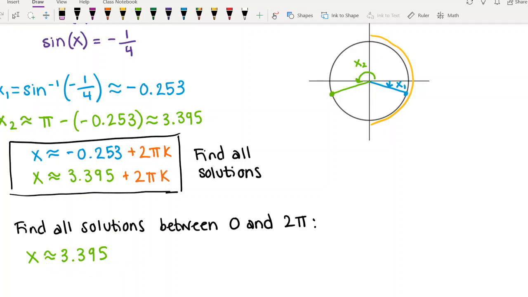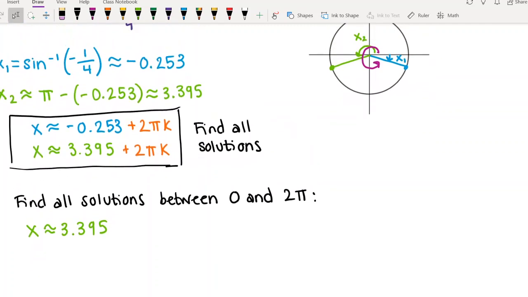So the other angle we found, though, like I just said, is not between 0 and 2 pi because it's a negative angle. So what do we have to do? We have to figure out how to rewrite that blue angle, instead of measuring it the negative way, measuring it the positive way. So we basically need to figure out if we were to instead measure like this, what would that angle be?